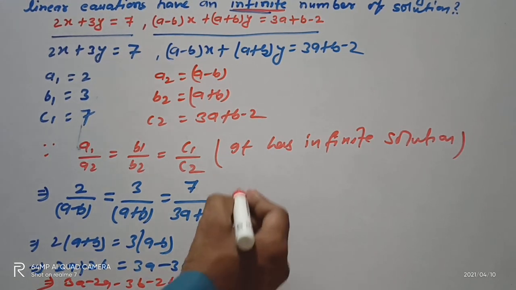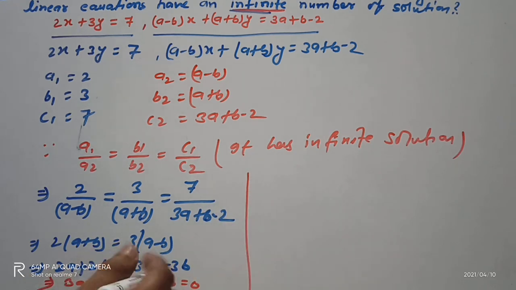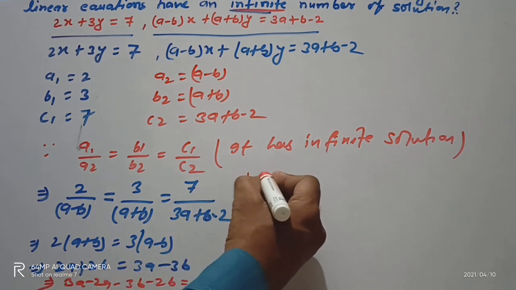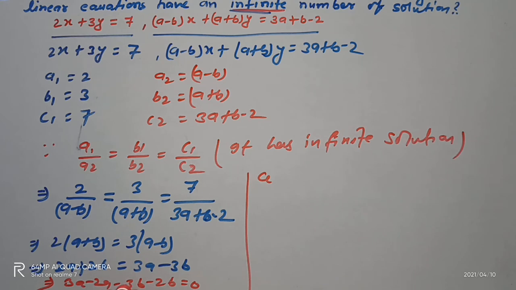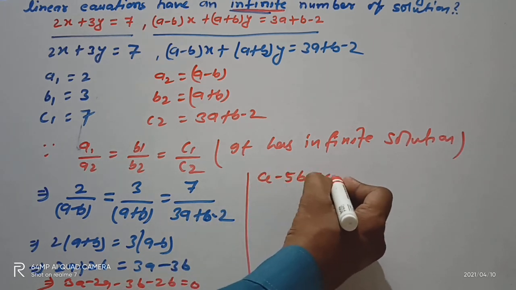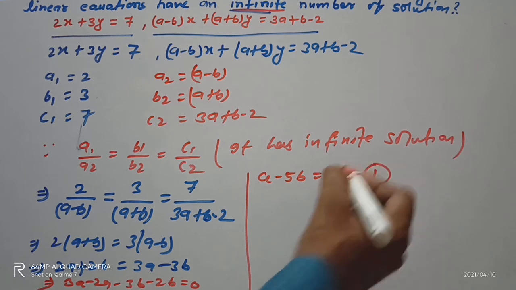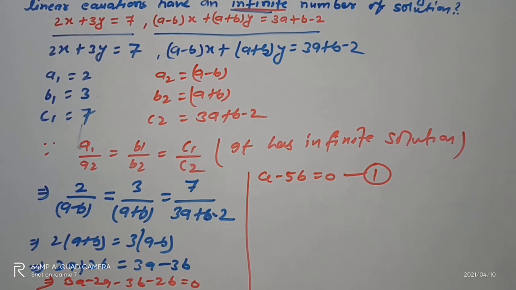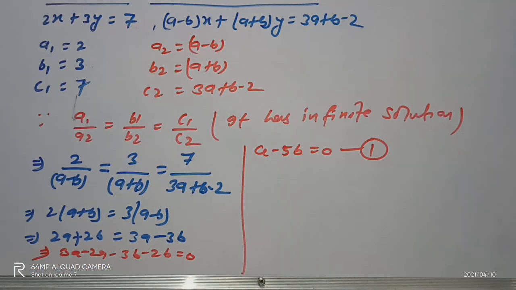So we can find the equation now. What is the equation? 3a minus 2a will be a, right? And minus 3b and minus 2b will be minus 5b is equal to 0. This is equation 1 that we have got. Okay, is it clear? Yes. Okay, let's go to solve the next.